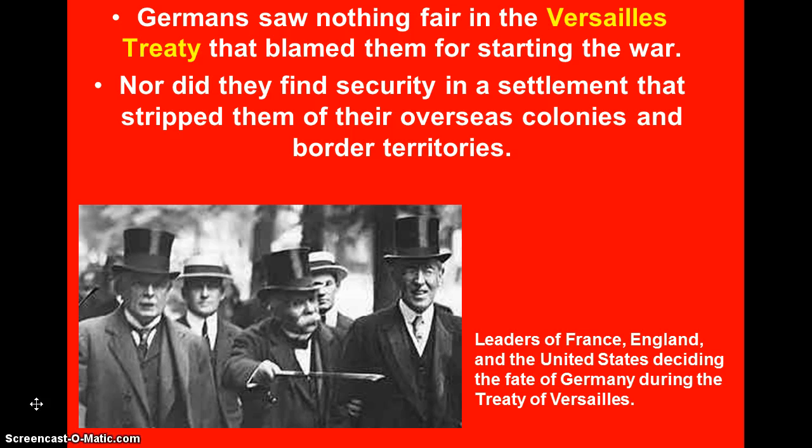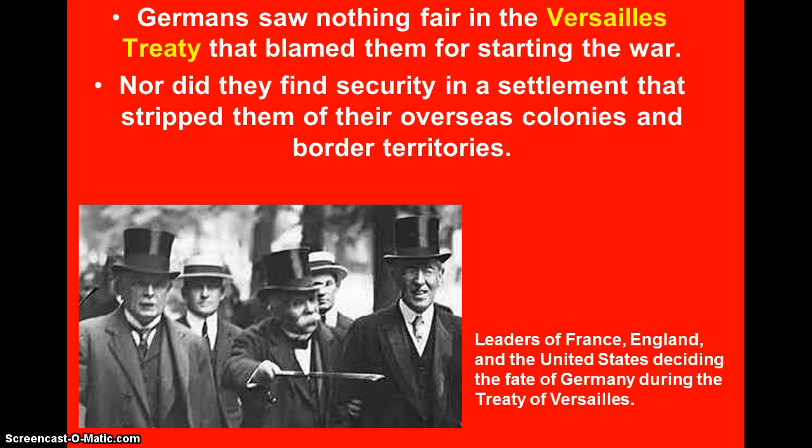So the Germans did not like the Versailles Treaty because the Germans signed it, and it blamed the Germans for starting the war. And as we all know, the Austro-Hungarian Empire is the one who started the war. Nor did they find security in a settlement that stripped them of their overseas colonies. The Versailles Treaty also took the German colonies in Africa and stripped them away from the German states.